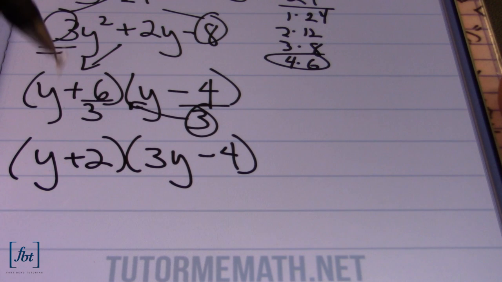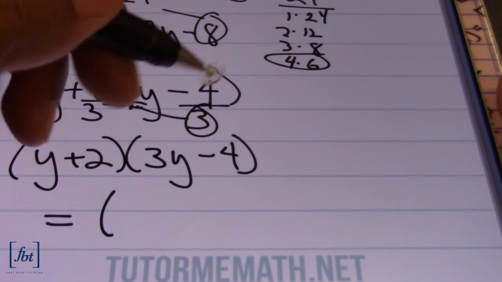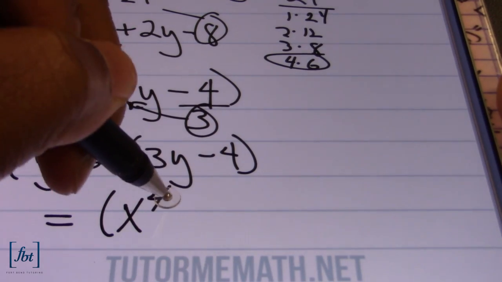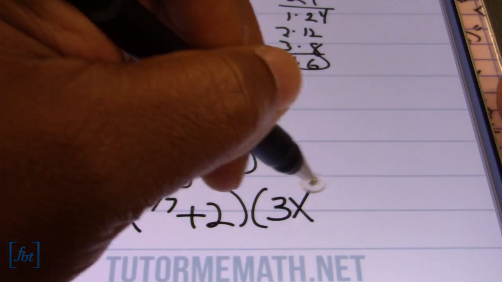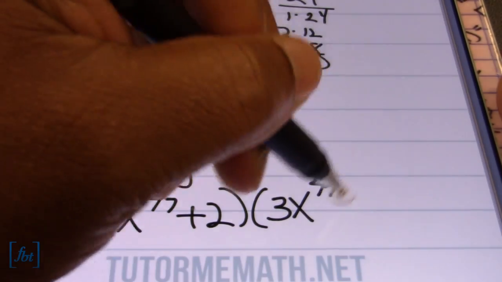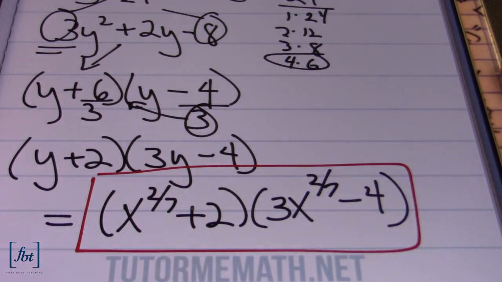However, y is not a part of our original problem now, is it? No, it's not. y is equivalent to x to the 2/7 power. So we're going to plug that in, and we'll end up with x to the 2/7 plus 2 times 3x to the 2/7 minus 4. And this is your factorization of 9D. And that was using the substitution method. Ladies and gentlemen, let's red box it. Red boxing it. That's 9D.